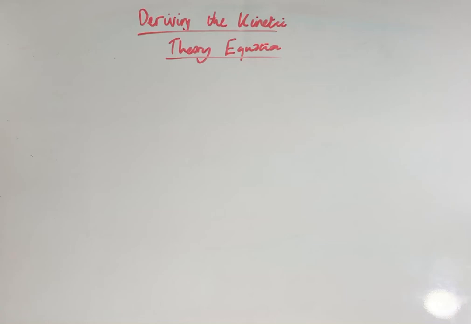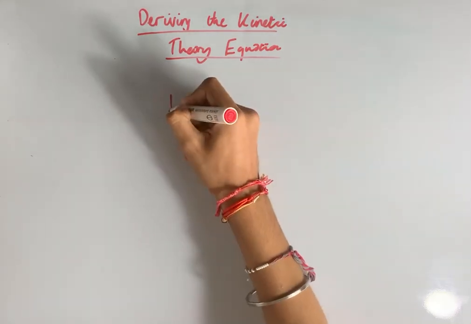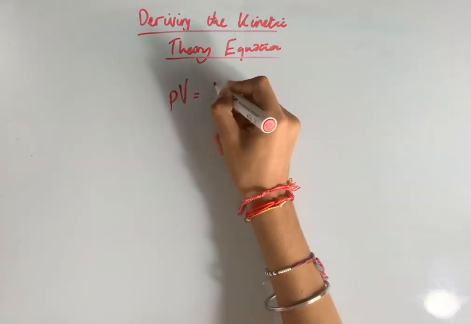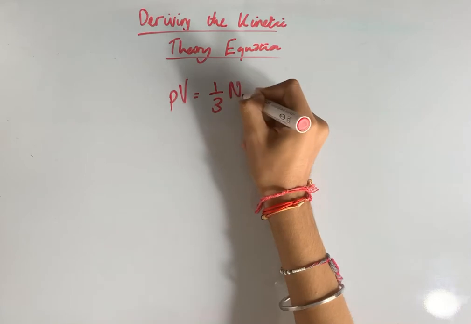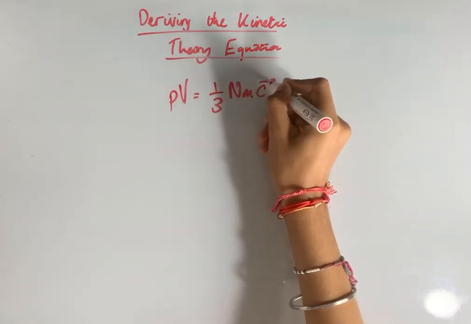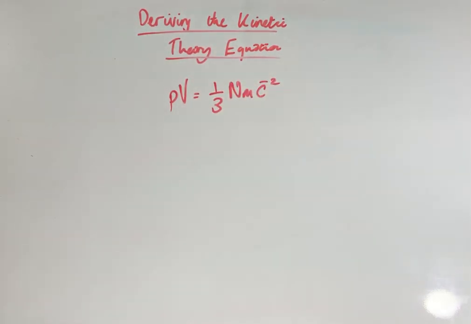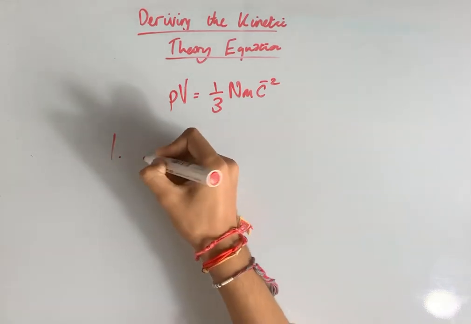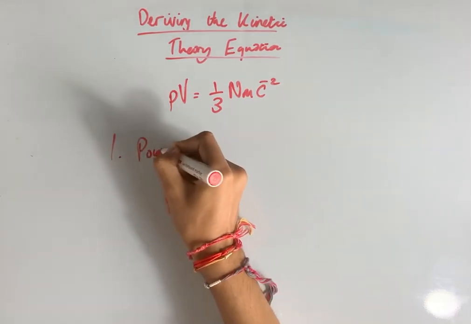Hi, today I'm going to be deriving the kinetic theory equation, which is PV equals a third NM C bar squared. Firstly, I'm going to make 5 initial assumptions for our model of molecules of gas in a box. Number 1, the molecules are point molecules.